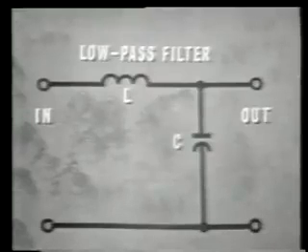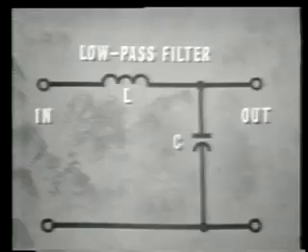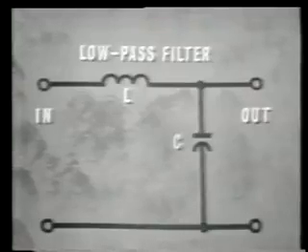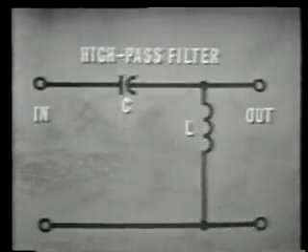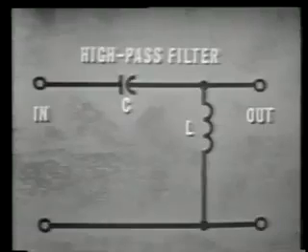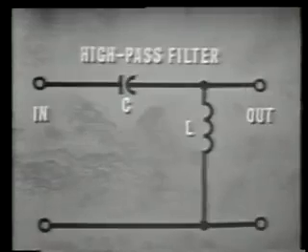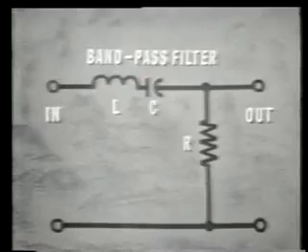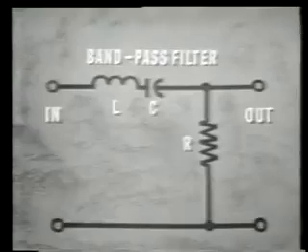All right, that's our basic filters. Remember, a low-pass filter is designed to pass low frequencies, reject high frequencies. The L-section filter uses a series inductor and a shunt capacitor. A high-pass filter is made by simply reversing the position of the series and shunt components. Now the high frequencies are passed and the low frequencies are rejected. A band-pass filter used a series tank circuit and a shunt resistor to pass a selected band of frequencies and reject all others.